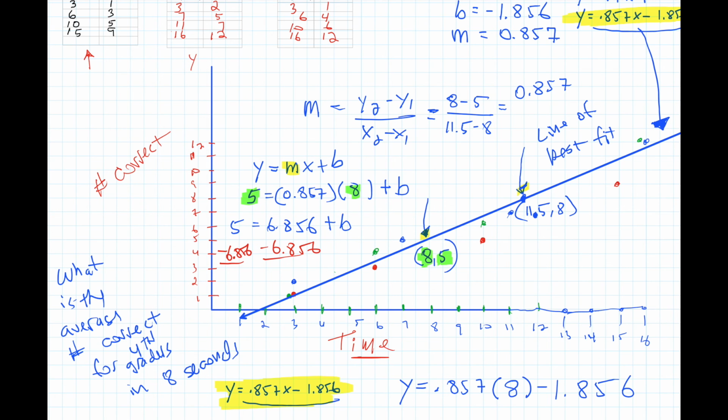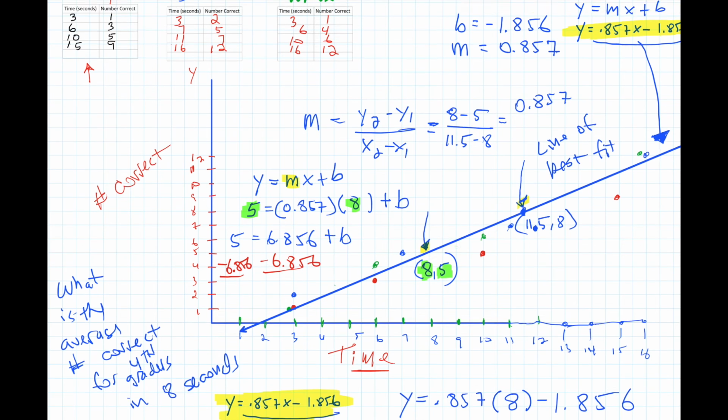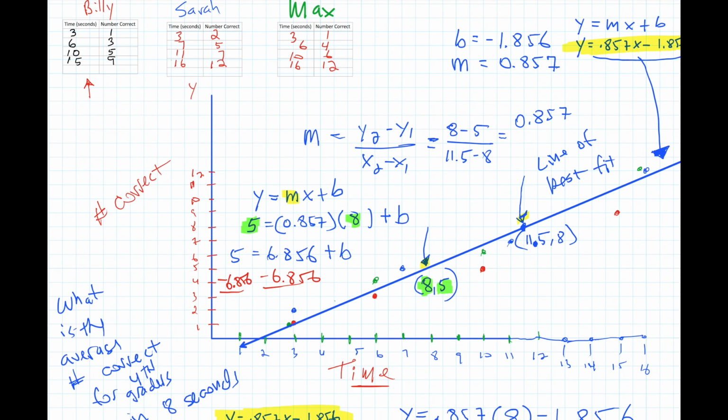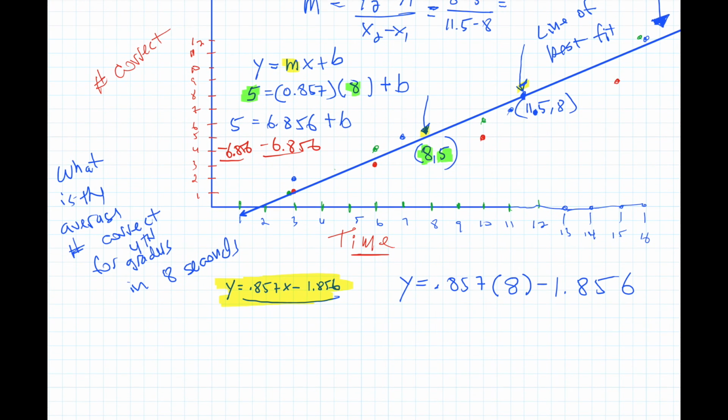You see how 5 is not, like, Billy or Sarah or Max, we did not find that they did 5, because they got 5 correct in 8 seconds. That's just like a prediction based on all these data values. So y equals 5. So the more points you have, the more accurate your predictions will be. And that's how you read scatter plots. Any questions on that?